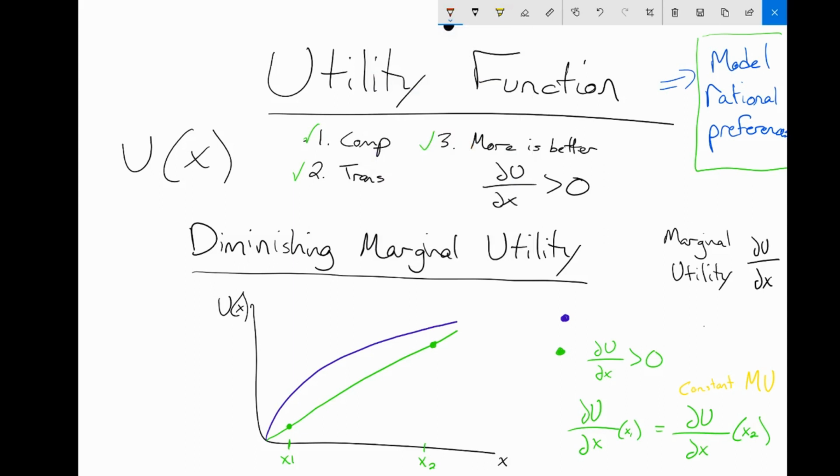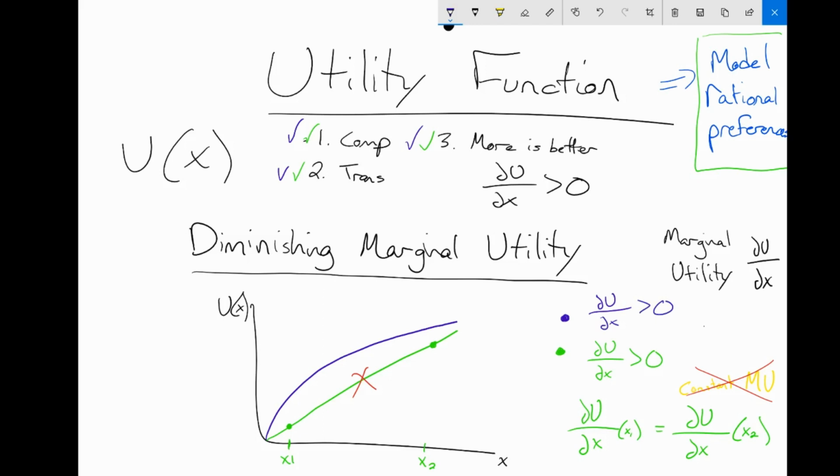That doesn't work because we need diminishing marginal utility. So the green doesn't work. It doesn't do a good job of modeling utility. What about the purple? With the purple one, it's kind of a purplish blue. Does it satisfy everything else? Sure. Great. The derivative is positive.